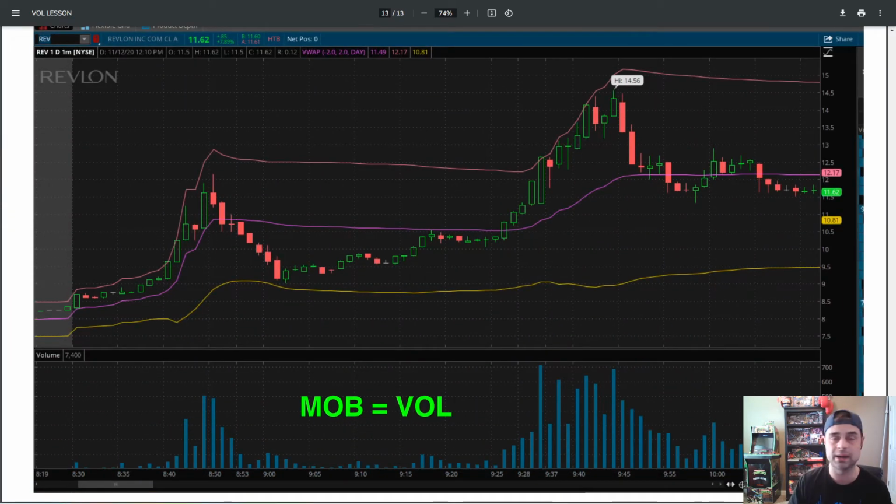Volume equals mob equals volume. Mob equals spikes, volume equals spikes. So if we have neither, we're not going to get much movement. And that's where you can even tell, like right here, look where the mob and volume comes in and when it leaves. Notice that when it leaves, if you're not shorting, you need to stay away. You're not looking for bounce play opportunities.